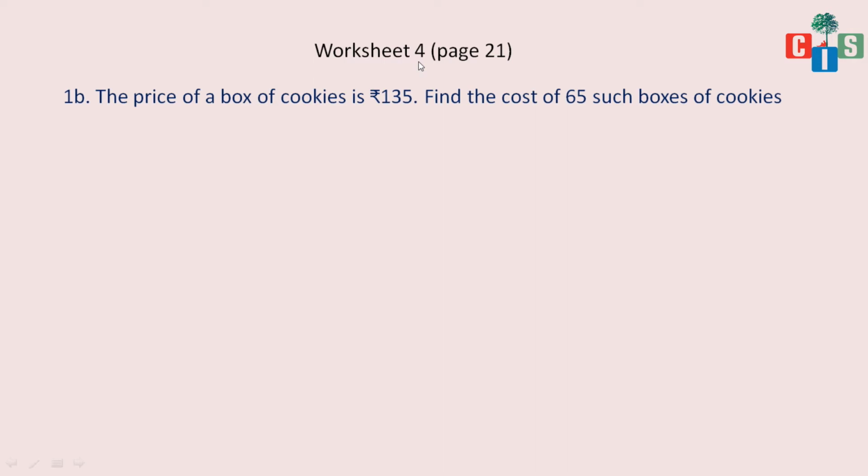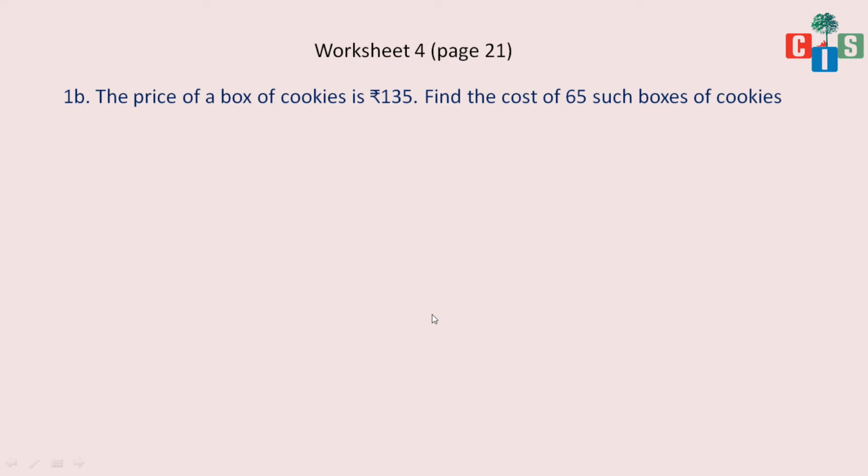It's a word problem. Now I suppose you have 3 word problems. I have taken 1 and the rest you have to solve. Okay, it's easy, students. First B. The price of a box of cookies is rupees 135. Find the cost of 65 such boxes of cookies.